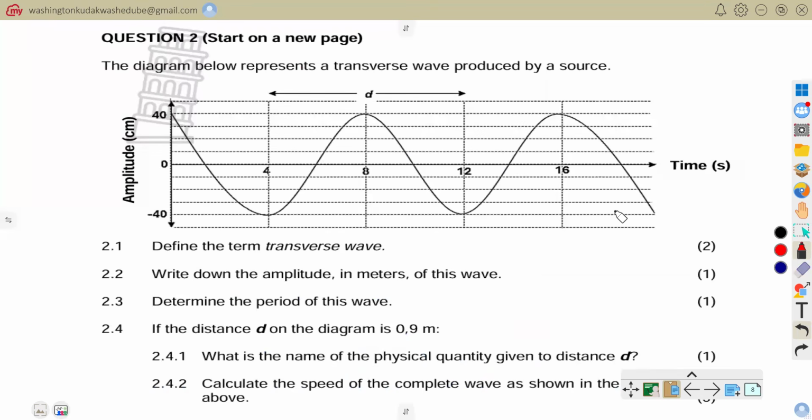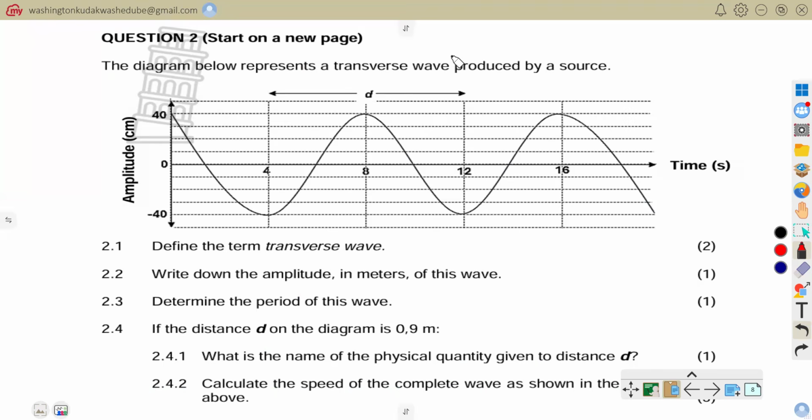Now, after we've described and given key features of our transverse wave, I brought you a question from the question paper of, this was KZN. No, it was actually from Northwest. It was a question paper from Northwest which was written in November 2024, where they were asking information to do with transverse waves.